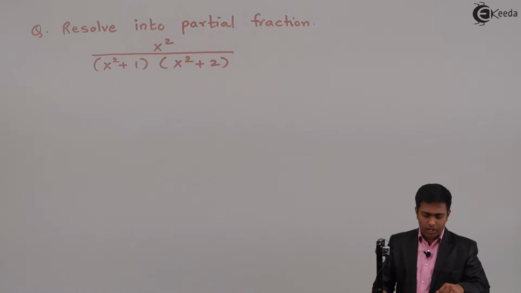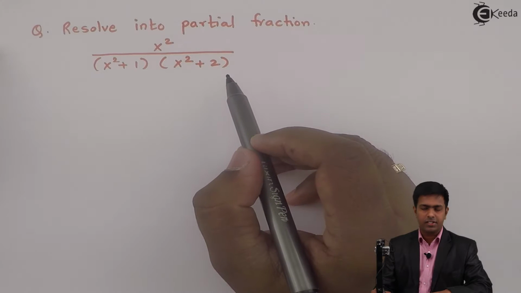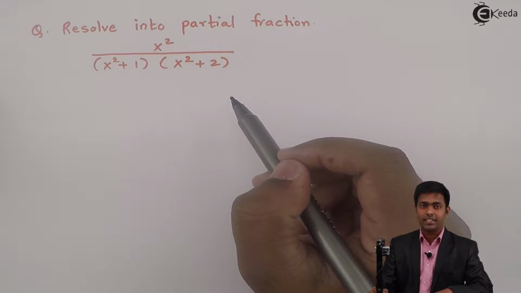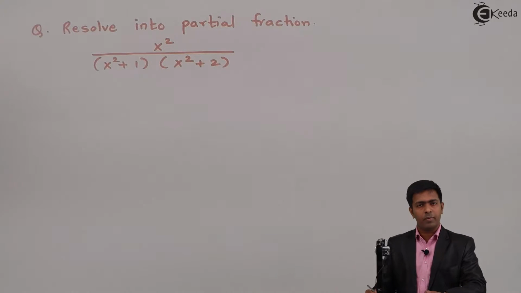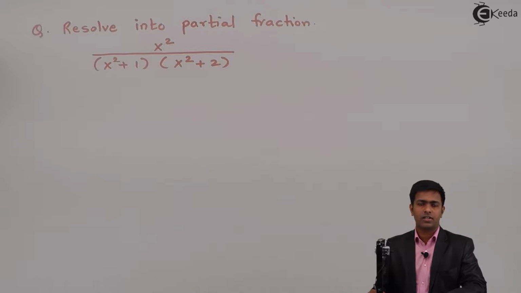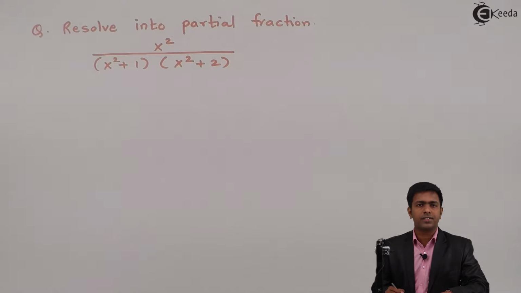Hello everyone. So here we have to find out the partial fraction of the given fraction. Now if you observe the given fraction, you might say that the denominator is in quadratic form, so we will be applying the quadratic factor method to find the partial fraction. But let me tell you friends that here we are going to use the method of distinct linear factors. Now you must be thinking, where is the linear factor, because here the factors are quadratic factors.